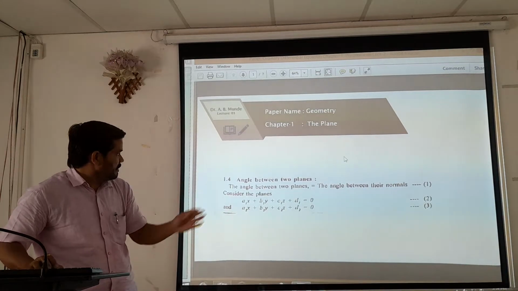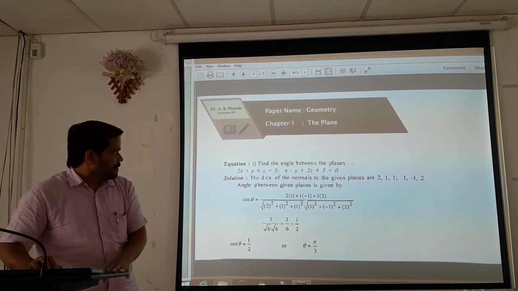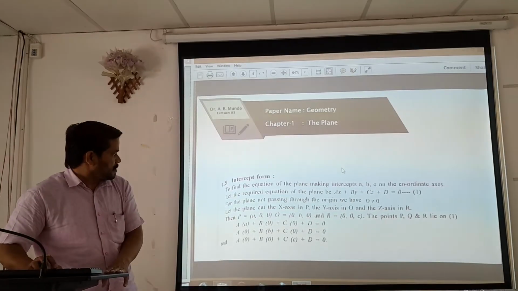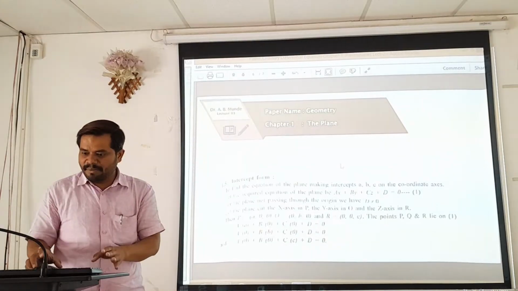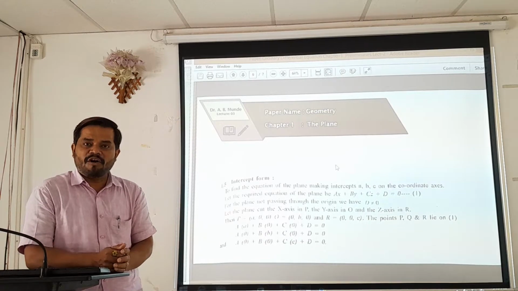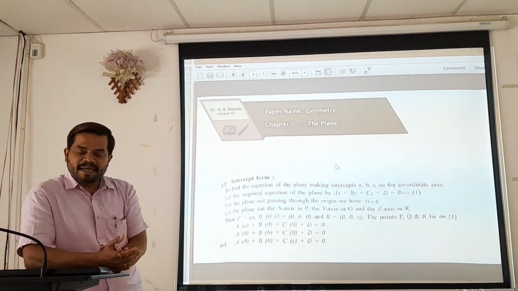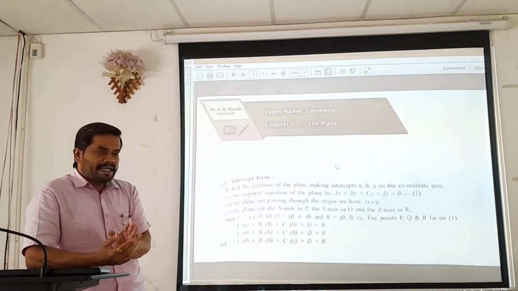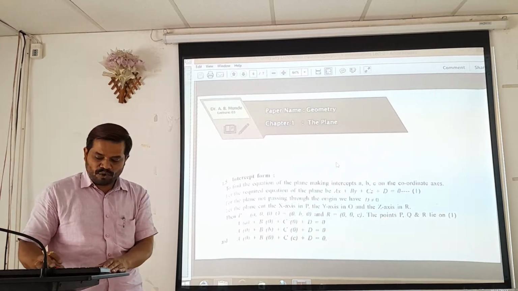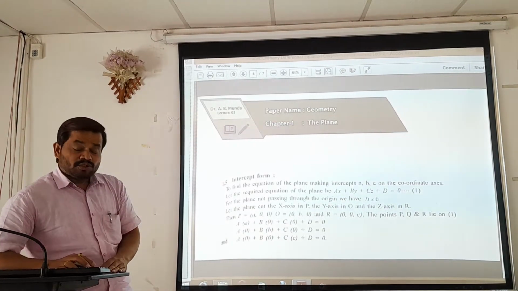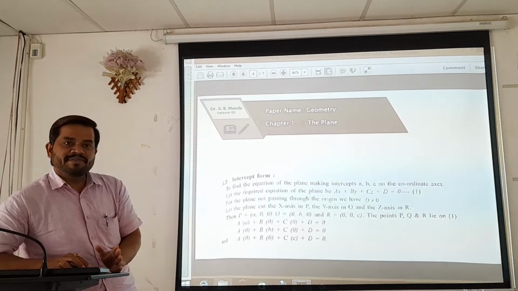In the last lecture we have seen the angle between two planes. Then we solved this example. Now today we will learn about the intercept form of the equation of a plane. So to find the equation of a plane making intercepts small a, small b, small c on the coordinate axes, we have to find the required equation of the plane.